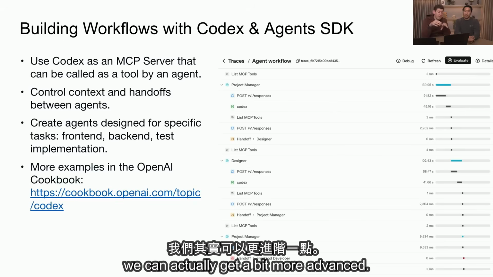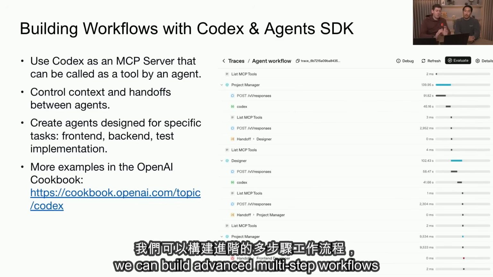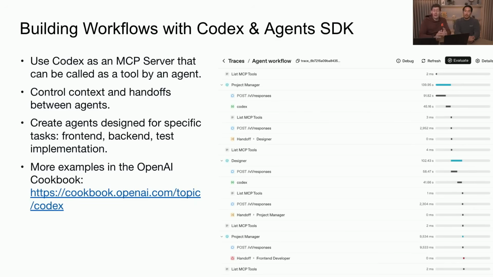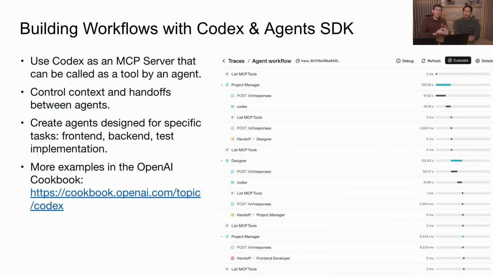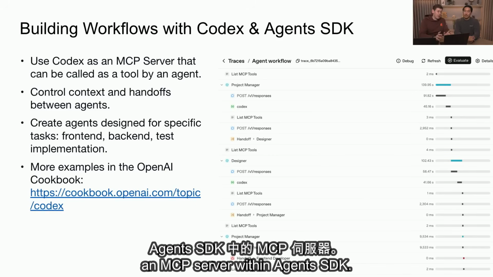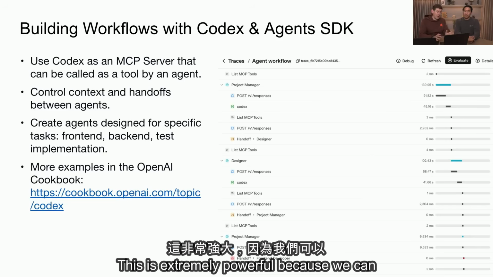And on top of that, we can actually get a bit more advanced. Instead of just doing a single-step workflow, we can build advanced multi-step workflows with the OpenAI Agents SDK and Codex. So OpenAI's Agents SDK helps us build agent handoffs and scope agent context and tooling to individual agents. And Codex can actually work as an MCP server within Agents SDK that basically makes it a tool that can be called by the agent.